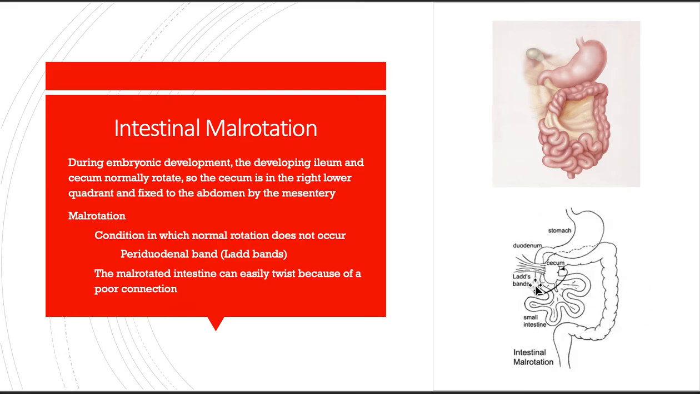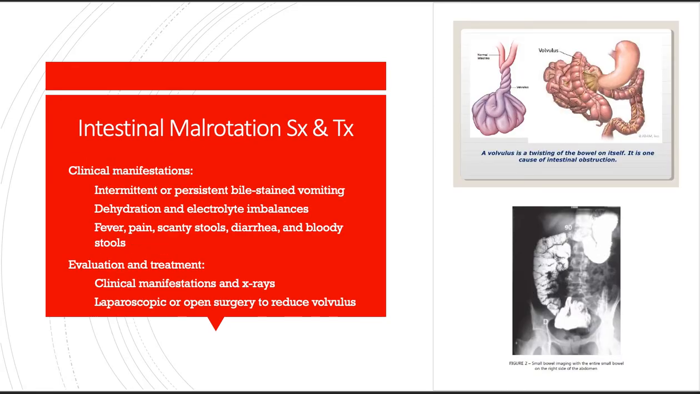And there's bands of tissue that are holding it in spots that it shouldn't be. They're actually called Ladd's bands, and that's this picture right here. Now the problem with this is because it's not rotated correctly, it can actually twist in on itself, and if you've got your intestine twisted, nothing goes through the twist. Okay, and that can end up as a surgical emergency.